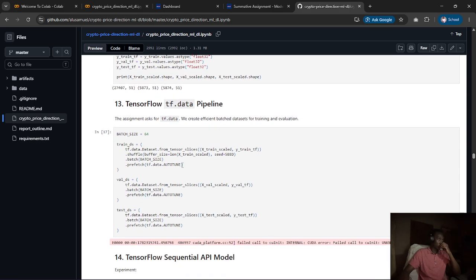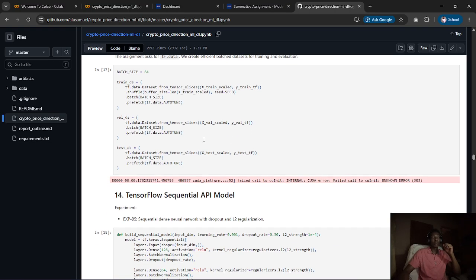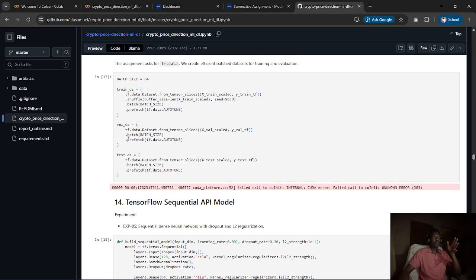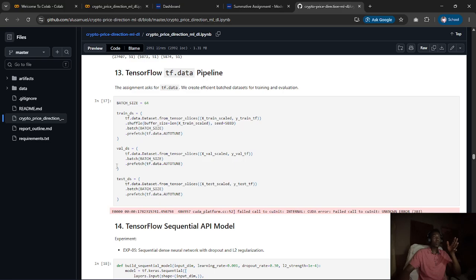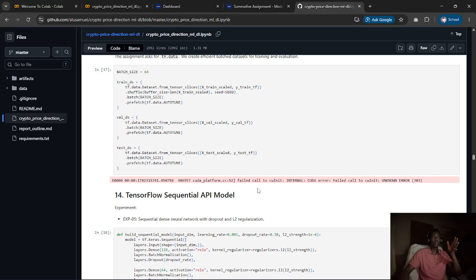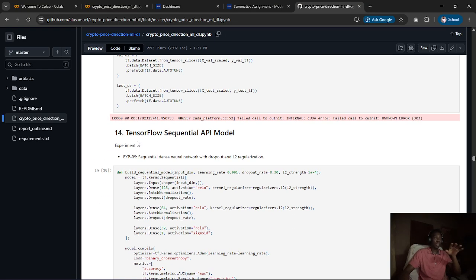TensorFlow also has a data pipeline. So here, what we are doing is, the assignment asks us to use tf.data. We create efficient batched datasets for training and evaluation. Of course, here we have to create them. And after creating them, you can see we keep them in a training DS, validation DS, and test DS. Don't mind this error, it's just one of the code cells that failed, unknown. It doesn't affect my code in any way. So, the TensorFlow Sequential API.